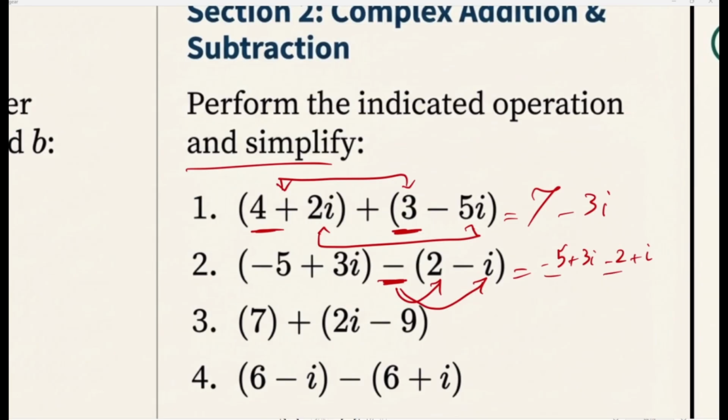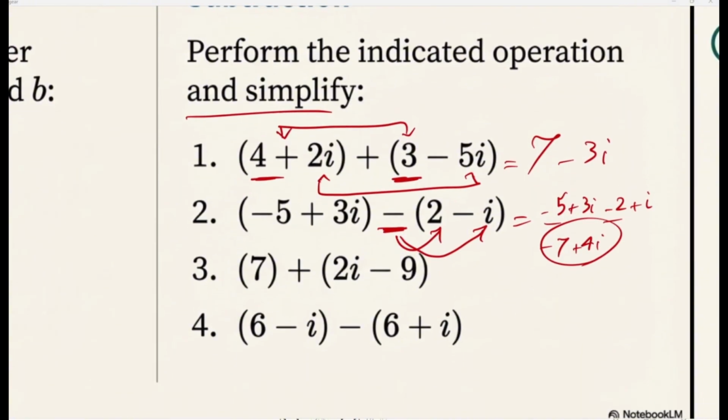So negative 5 plus negative 2 is going to be negative 7 plus 4i, which is your final answer. So what would happen over here? We don't have any imaginary part, okay? We're going to keep the real and real. Imaginary just by itself. So this one is going to be 2i subtracted by 2.